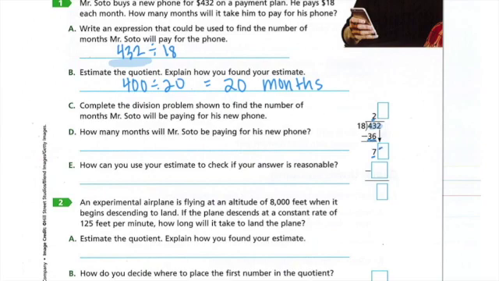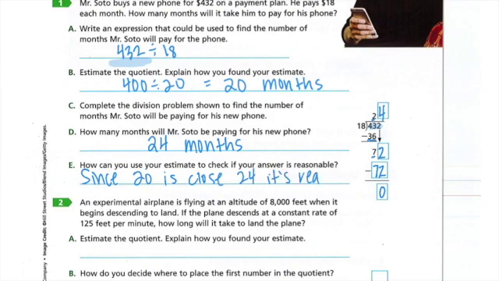We're going to take the 2 and bring it down. How many times will 18 go into 72? 4 times. So 4 times 18 is 72. When we subtract, we get 0. So now with the exact math, we know that how many months will he be paying? He's actually going to be paying for 24 months. How can you use your estimate to check if your answer is reasonable? Well, since 20 is close to 24, it's reasonable.